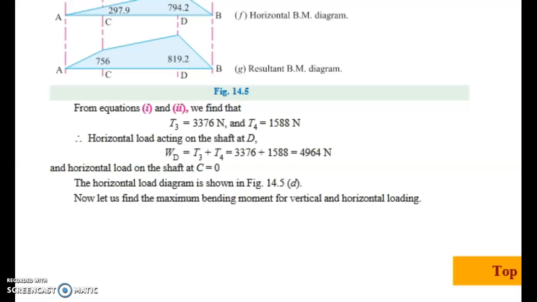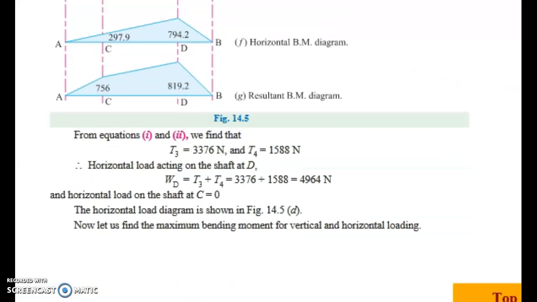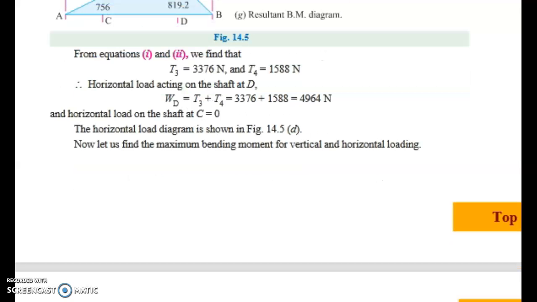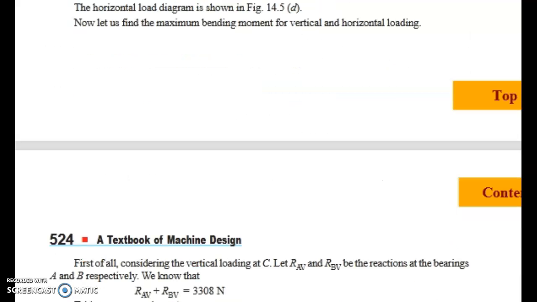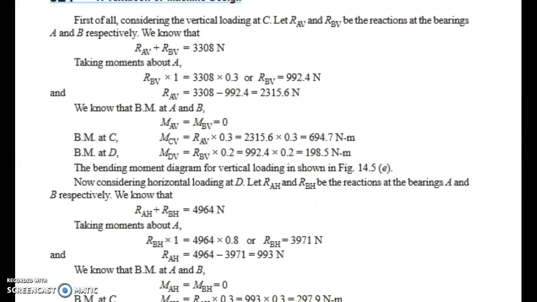So we can draw another figure, that is the horizontal load diagram, like this. At the pulley C there is no horizontal load. At the pulley D we have a horizontal load, that is 4964 Newton. So we can draw these two drawings below the space diagram. Now we can go for the reaction load at A and B.